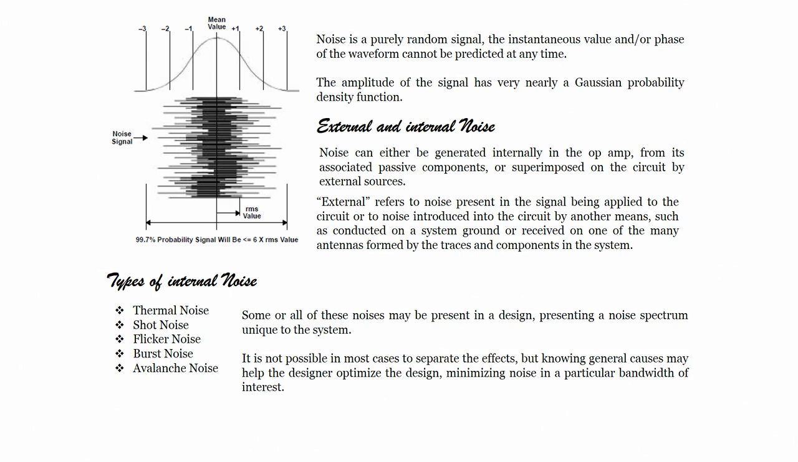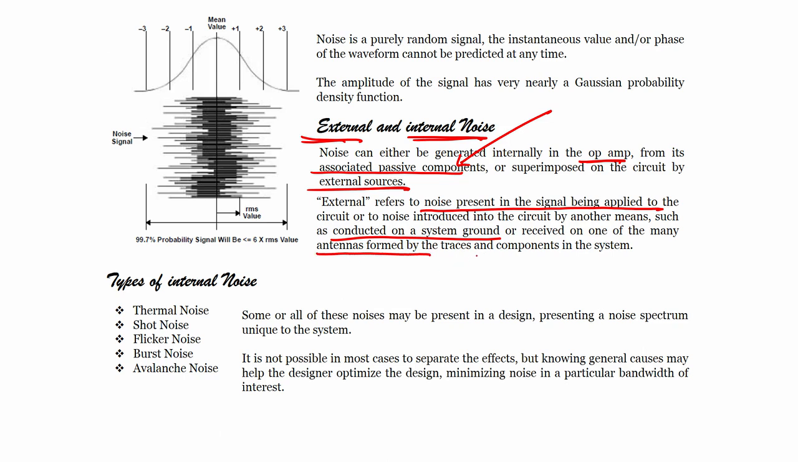Now, what are external and internal noise? You see, external noise, internal noise. Noise can either be generated internally in the op amp from its associated passive components, or superimposed on the circuit by external sources. So, the noise can be generated by resistive components in the operational amplifier, or it can be superimposed when you design different kinds of circuits using external sources. External refers to noise present in the signal being applied to the circuit, or noise introduced in the circuit by another means, such as conducted on system ground or received by one of the many antennas formed by the traces and components in the system.